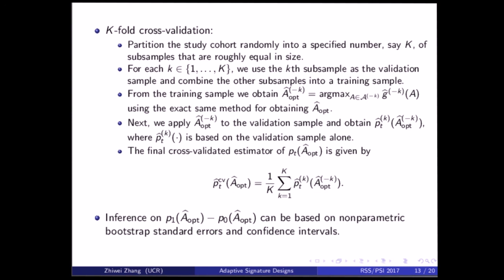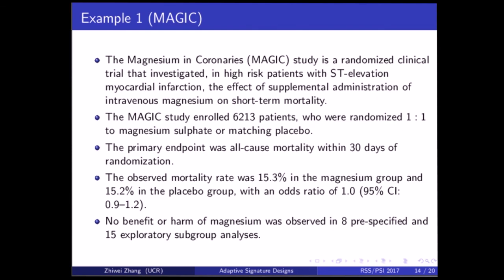To make inference about the treatment effect for the chosen subset, we use a non-parametric bootstrap procedure that repeats all steps in subgroup selection and cross-validation for each bootstrap sample of n subjects. All right, so that's the methodology, and I'll show you two examples to illustrate the methodology.